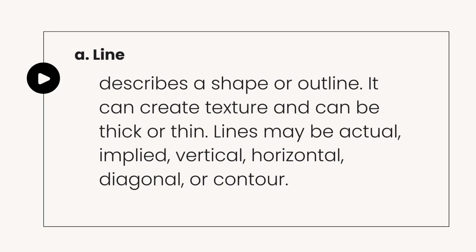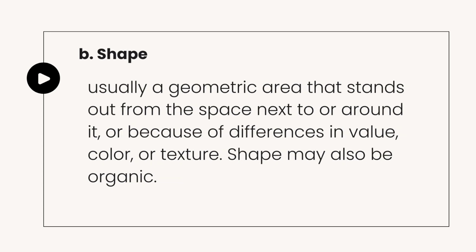Line describes a shape or outline. It can create texture and can be thick or thin. Lines may be actual, implied, vertical, horizontal, diagonal, or contour. Shape, usually a geometric area that stands out from the space next to or around it, or because of differences in value, color, or texture. Shape may also be organic.